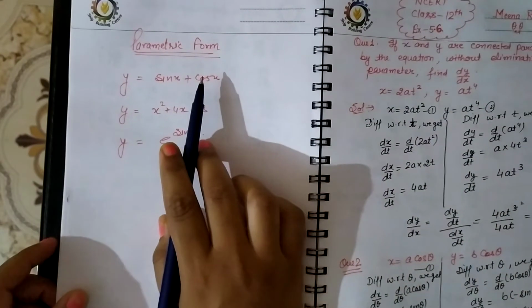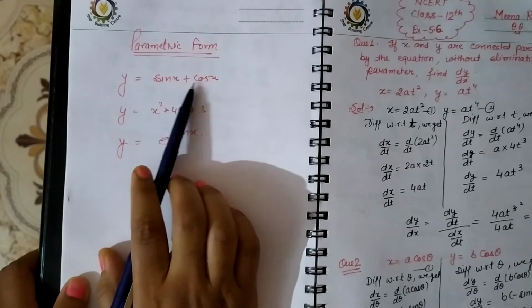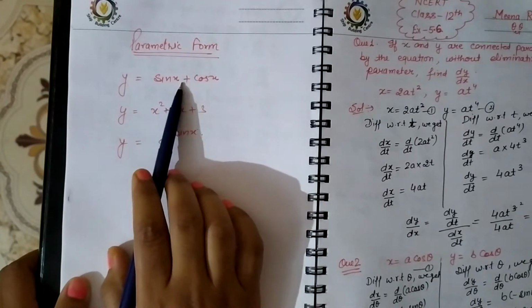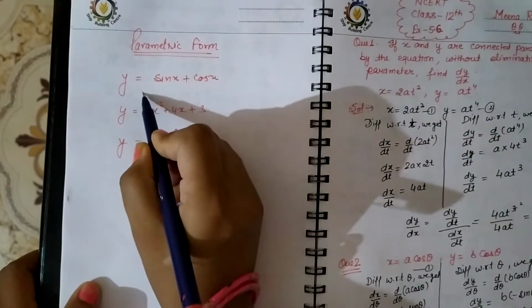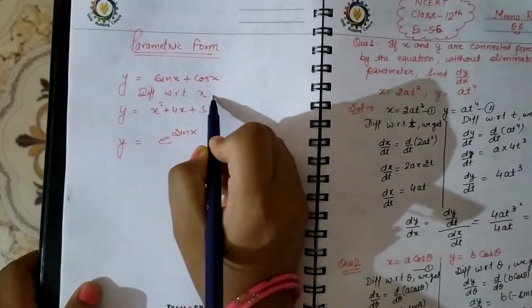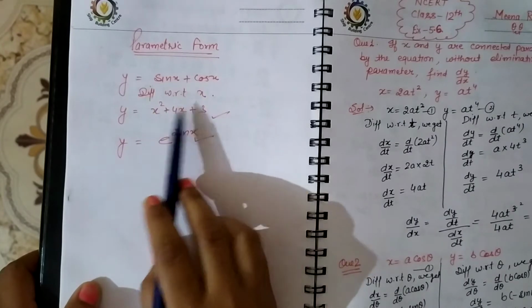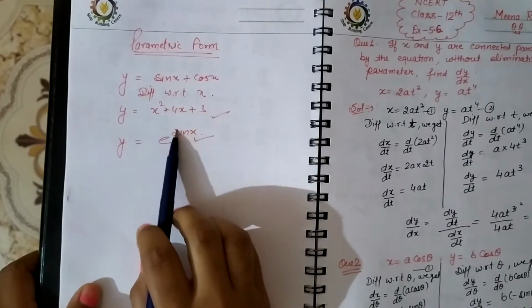Now in the previous exercise we have discussed that y is equal to sin x plus cos x. Mostly we have taken y as any term in the form of x, and always we have to differentiate with respect to x. In this term, y is given in the form of x, so always differentiate with respect to x.